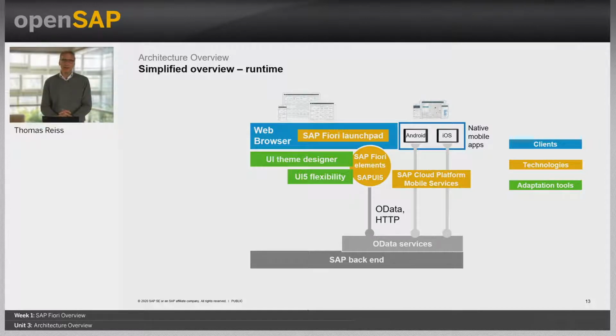UI5 Flexibility allows you to adapt Fiori apps. Admins and key users can centrally change apps by, e.g., hiding fields or rearranging them. End users can use UI5 Flexibility to personalize their apps, for example by storing selection variants or by defining which columns to show in tables.